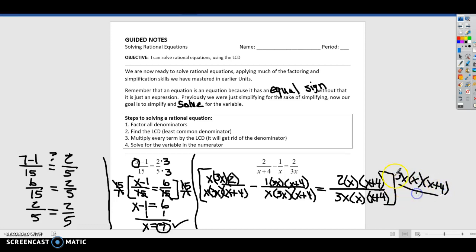And it's over 1. And it's going to cancel, and we're going to assume we're doing the same thing on this side. So we're going to get rid of all of our fractions. Once you get rid of the fractions, then it just becomes a normal equation, and it looks a whole lot easier.